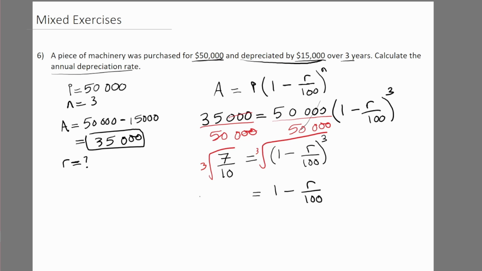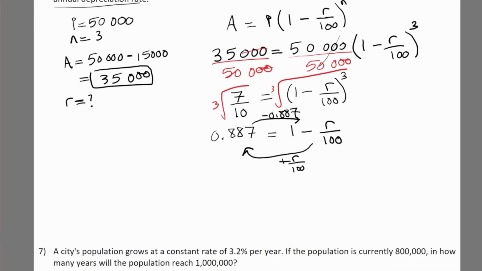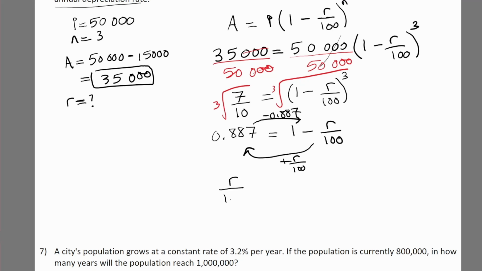On the left-hand side, we will have 0.887. But as usual, you should keep this accurate, so use it accurately on your calculator. Now I'm going to move this 0.887 by subtracting it from both sides, and I'm going to move this negative r over 100 by adding r over 100. So we get that r over 100 is equal to 1 minus 0.887, and on the calculator you should write 1 minus the answer, the accurate version of this.